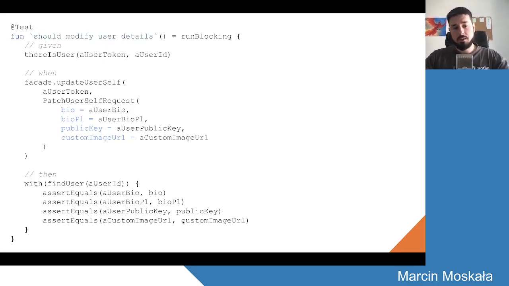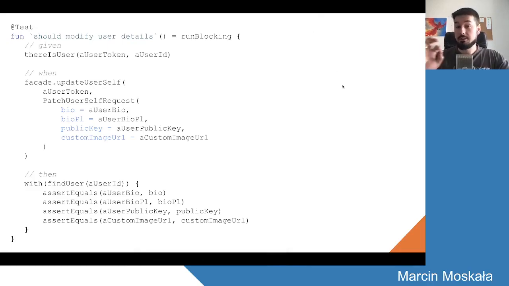Another example, a bit more complicated. It's a simplified test case from KT Academy applications. I set up a situation that there is some user. I make a situation where the update request is sent. And in the end, I verify that the update data correctly modified our user. So this is again exactly the same testing as we did before using coroutines.